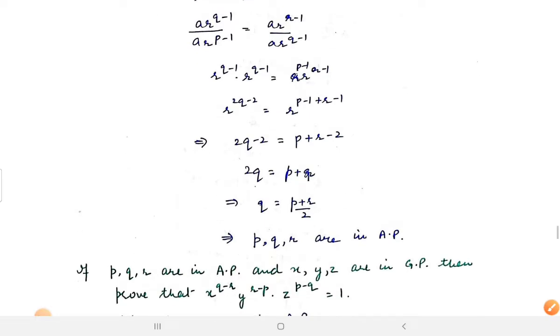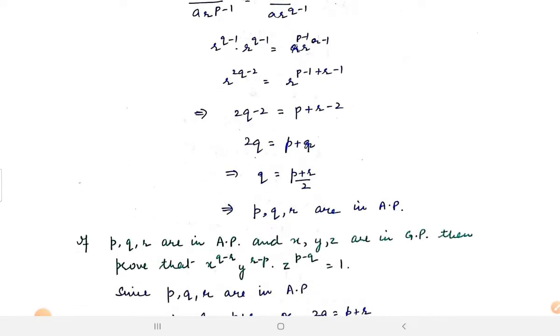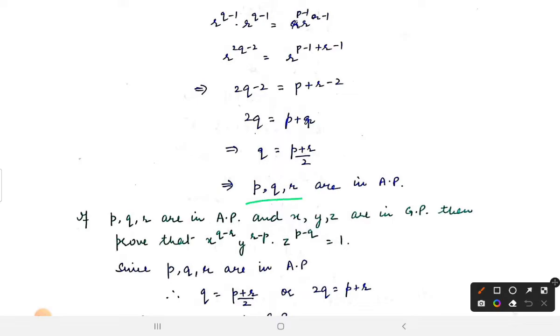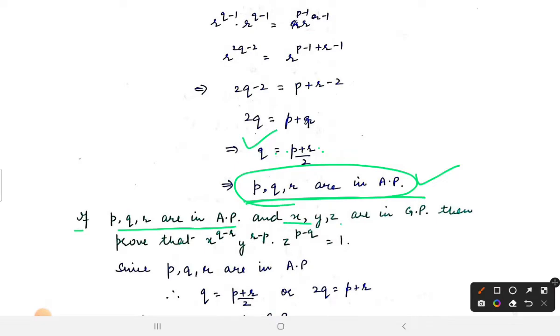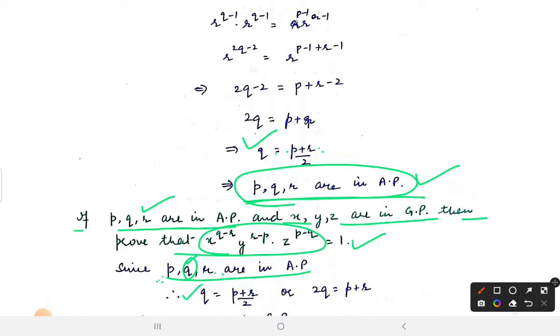So we have q is equal to (p plus r) by 2. Therefore they are in AP. If q is the arithmetic mean between p and r, then the three numbers are in AP. If p, q, r are in AP and x, y, z are in GP, then prove that this is equal to 1. Again, if three numbers are in AP, then the middle one is the arithmetic mean between the extreme ones. So we have q is equal to (p plus r) by 2, that is 2q is equal to p plus r.